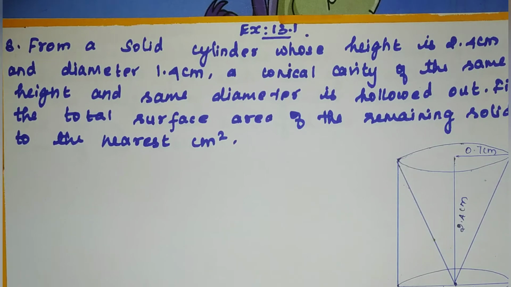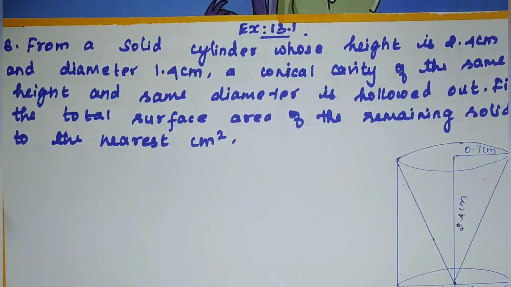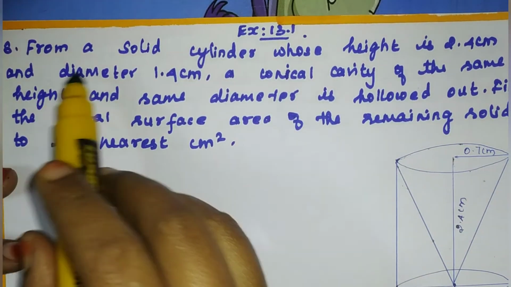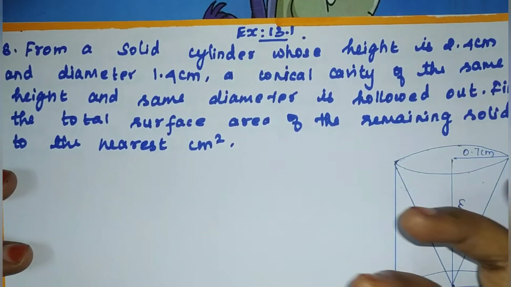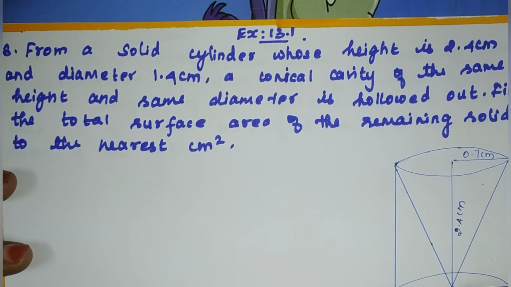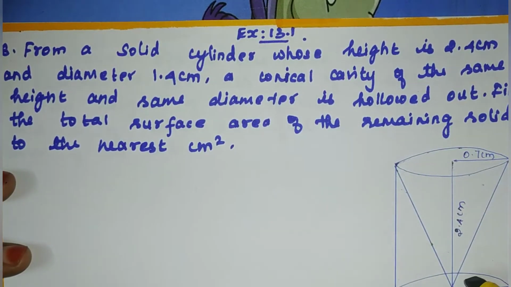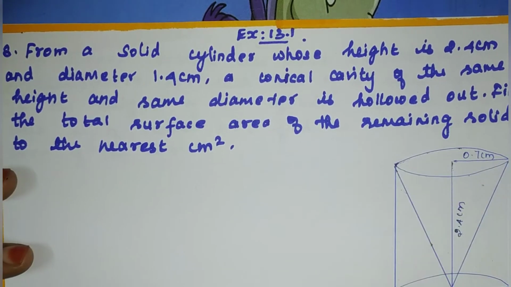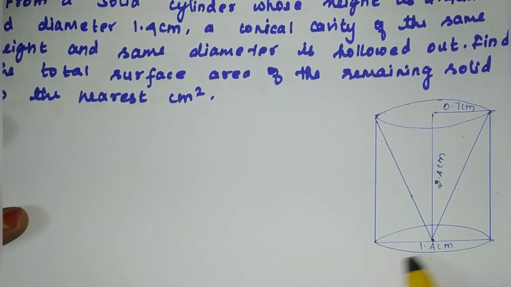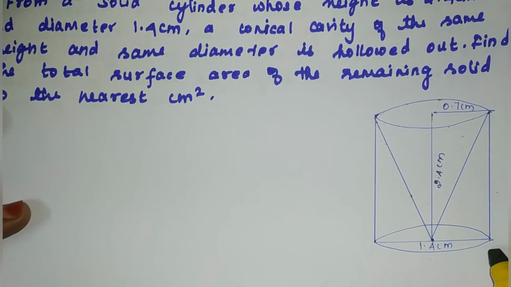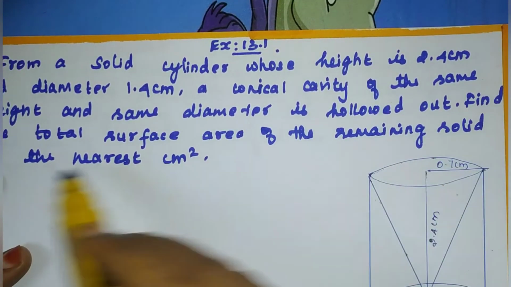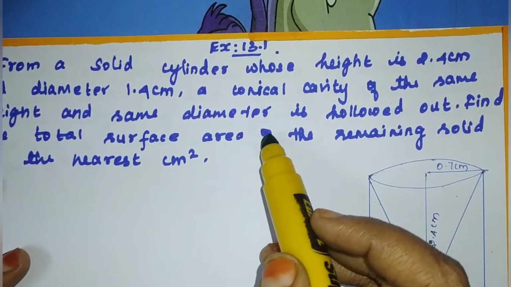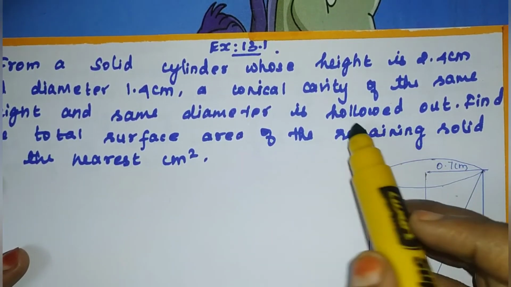Namaste students, in this video we are going to see the 8th problem in exercise 13.1. From a solid cylinder whose height is 2.4 centimeter, the height of the cylinder is 2.4 centimeter and the diameter is 1.4 centimeter. A conical cavity of the same height and the same diameter is hollowed out.